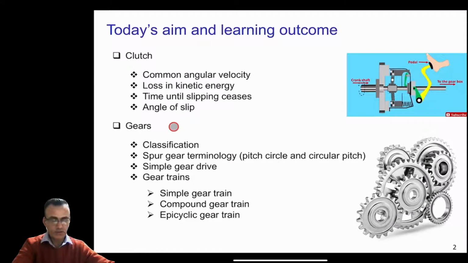In gears, we will briefly discuss the classification of gears, or the types of gears, and then the terminology of spur gear, for example pitch circle and circular pitch. Then we will discuss the simple gear drive, and the different types of gear trains: simple gear trains, compound gear trains, and epicyclic gear train.